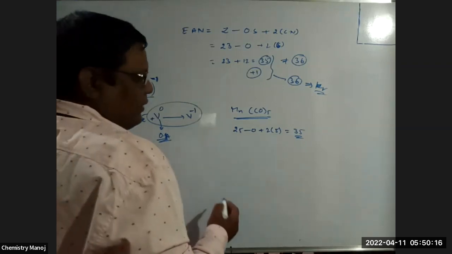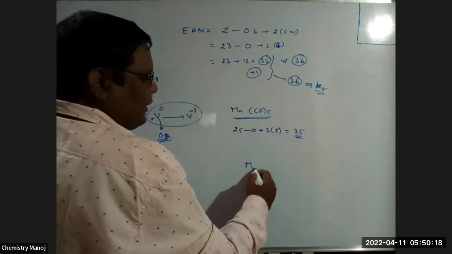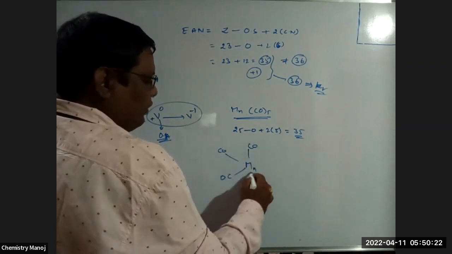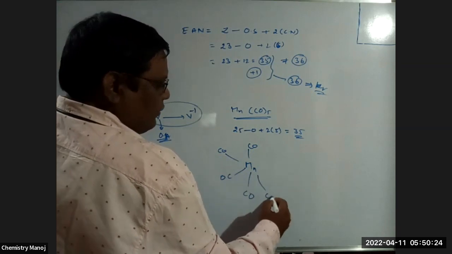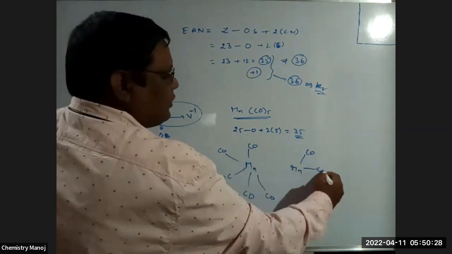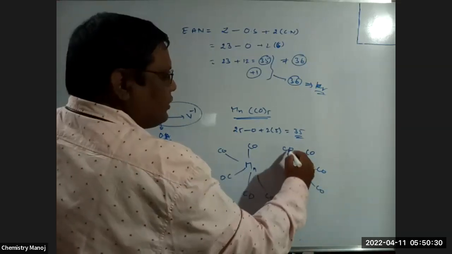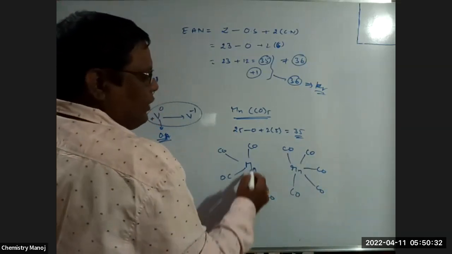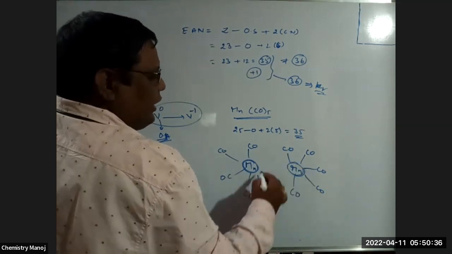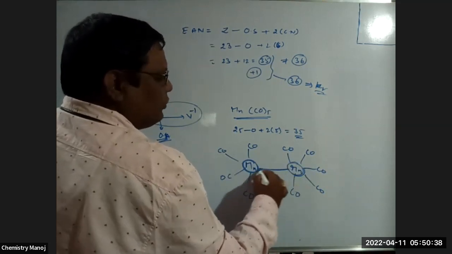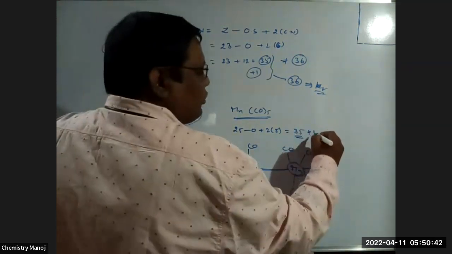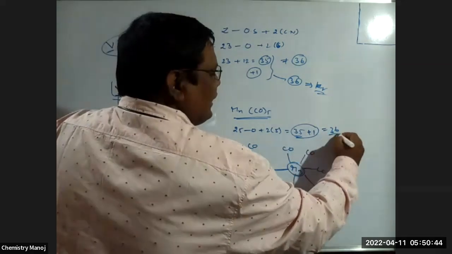But see, my dear, manganese with CO, CO, CO, CO, CO, 5 times. Here manganese is in 35. Here manganese also is in 35. If there is a bond between these two, that is a metal-metal bond exists, that bond also is added here. Now it becomes 36. Correct or not?